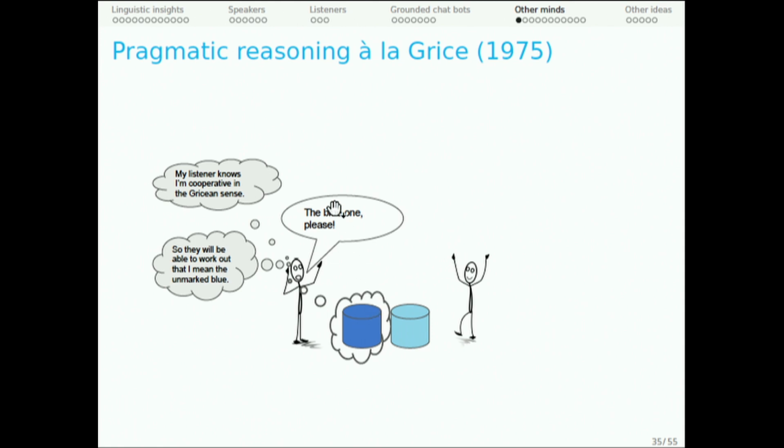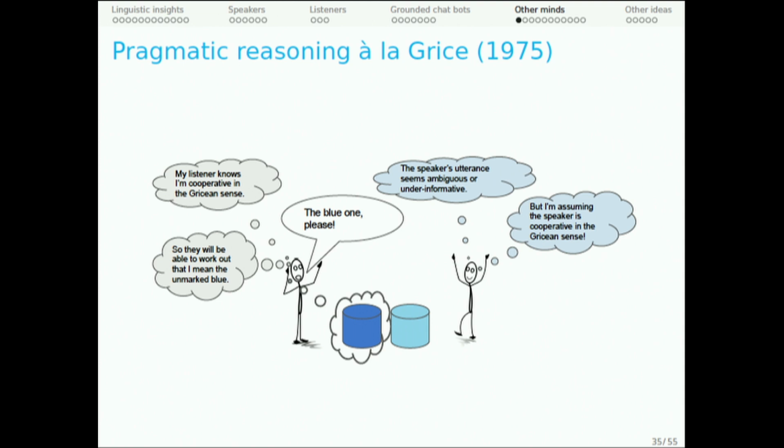The idea there is that since you just said blue and not something like baby blue, it must be the unmarked form of blue. And then if you're the listener, you think, wait a second, the blue one, that's ambiguous. But I was assuming that the speaker was cooperative. That's this kind of collective social thing. But if I assume that they would have picked a marked form like baby blue, if it were true, then it must be that they mean the unmarked form.